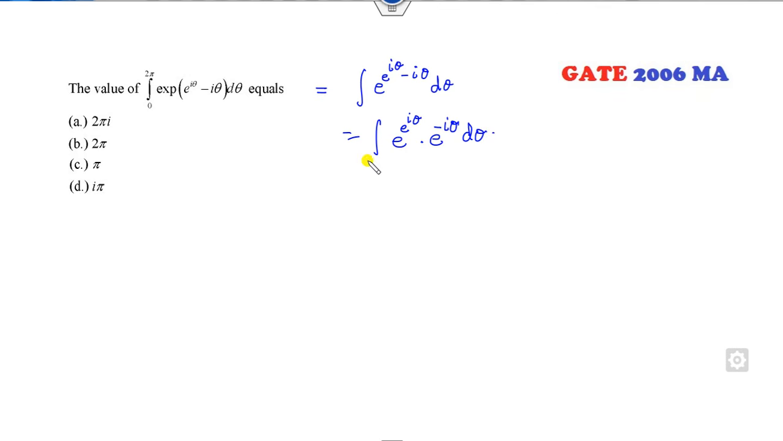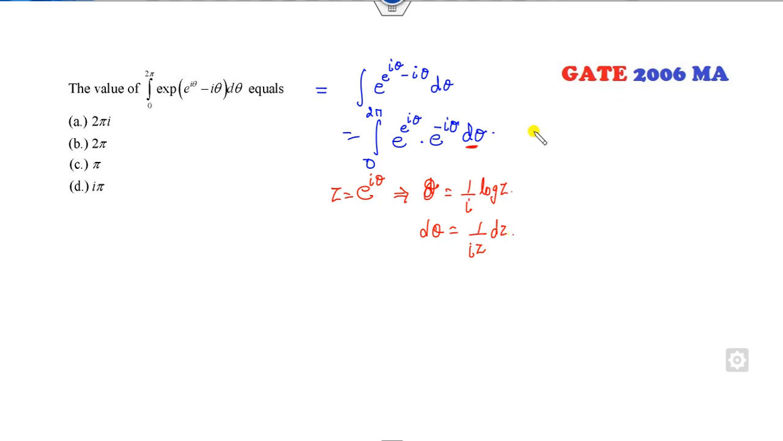Very simple. It's 0 to 2 pi. Now I can take z equal to e raised to power iota theta. So we need dz. So what is theta? It is 1 over iota times log of z. So what is d theta? 1 over iota times of this one.